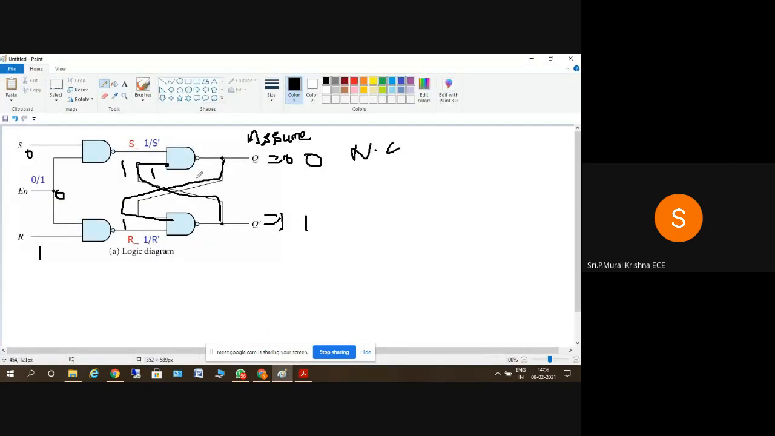Yeah. So this is the case here. There is no change in the state. So when enable is equal to 0 and S is equal to 0 and R is equal to 1, there is no change in the state. So we will consider the other case. We'll change the inputs.